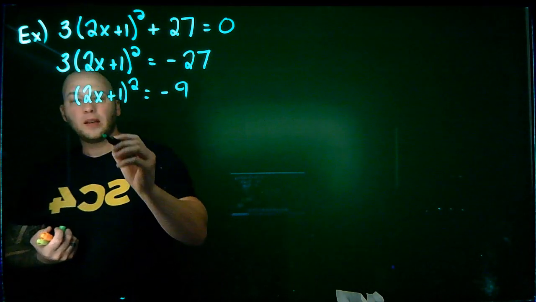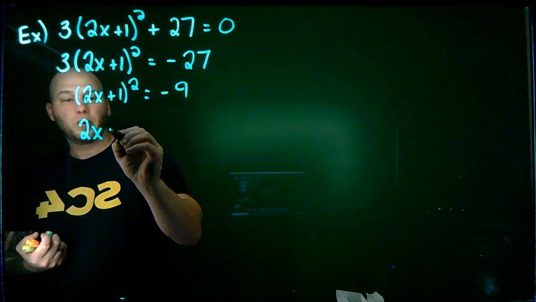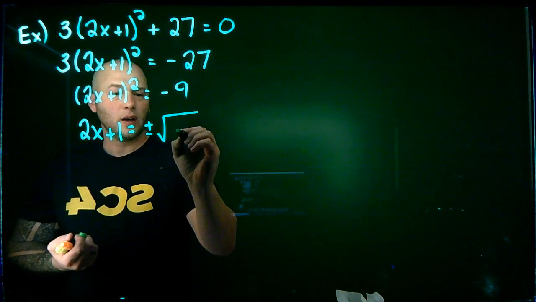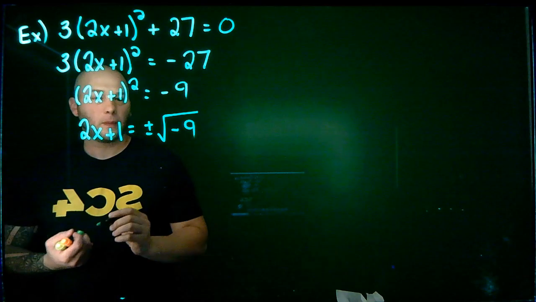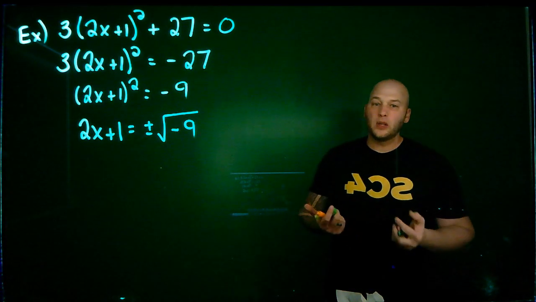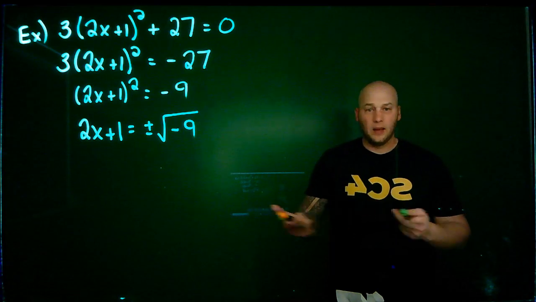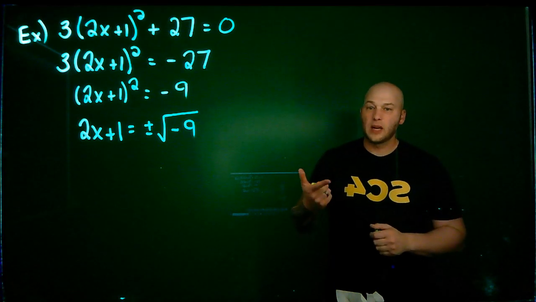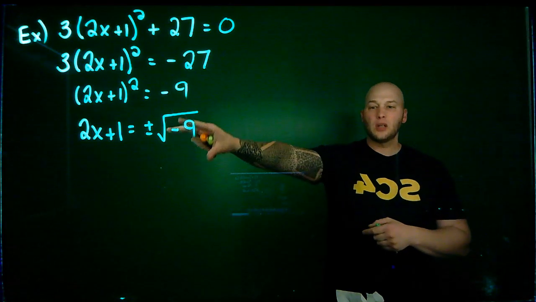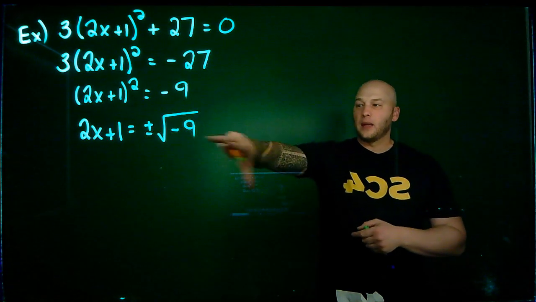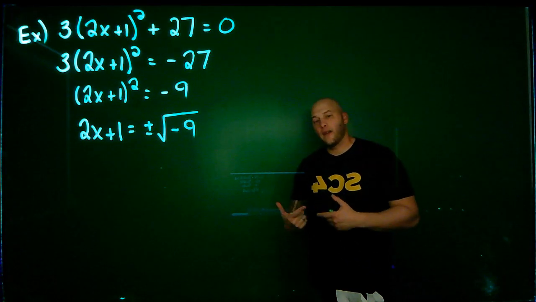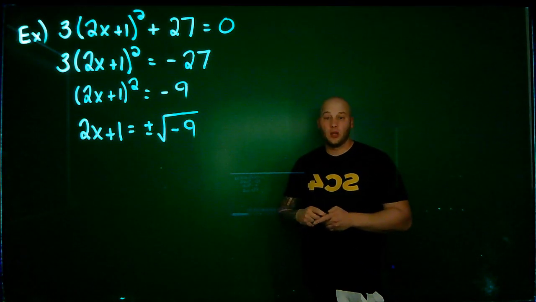The square root property gives me 2x plus 1 is equal to plus or minus the square root of negative 9. All right. Now, negatives under square roots, we can only do that in an algebra class after we introduce complex numbers. Prior to that, we would say there's no real solutions, and we would stop here and just say that the solution set is the empty set. However, after we introduce complex numbers, we can go another couple of steps.